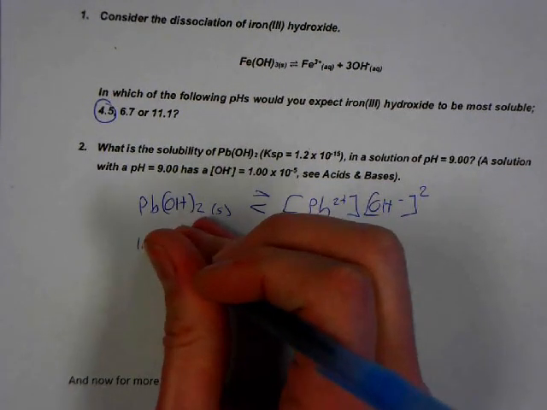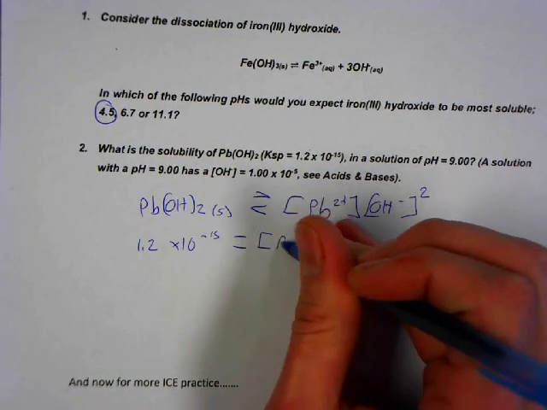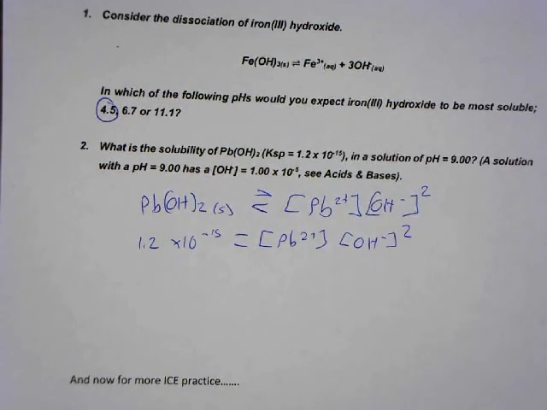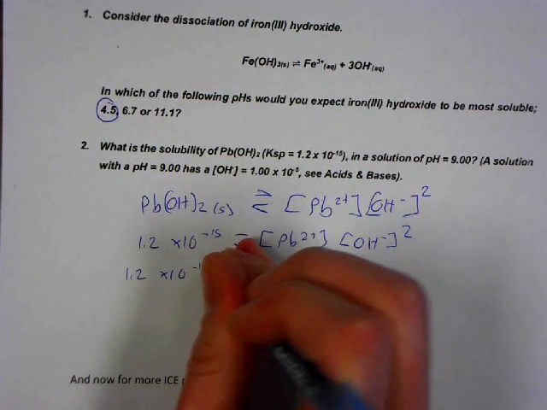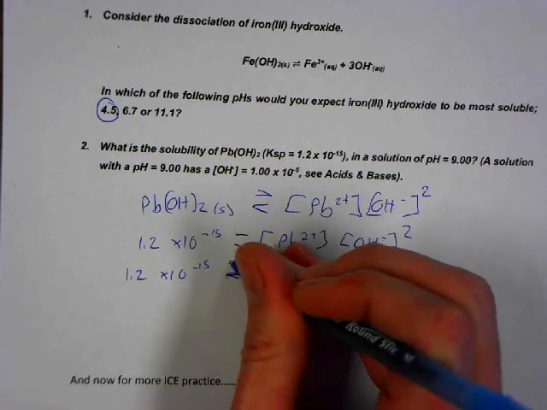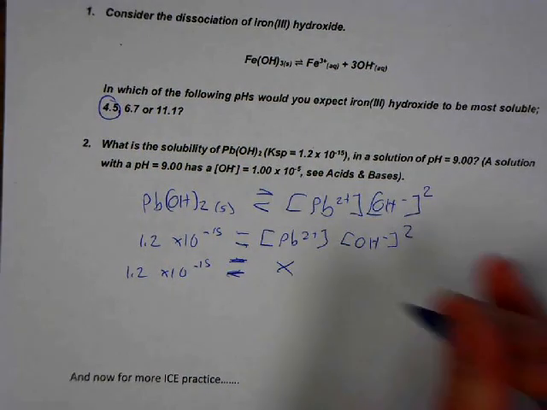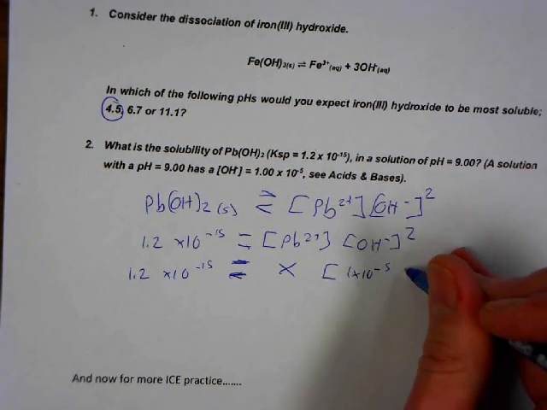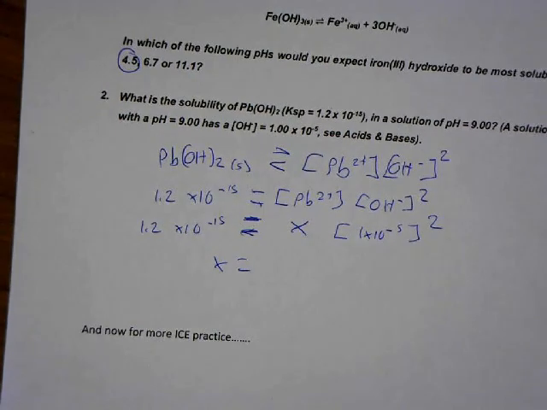So this means that 1.2 times 10 to the negative 15th is equal to the concentration of Pb2+ times the concentration of OH⁻ squared. And we know one of these things, 1.2 times 10 to the negative 15th, is an equilibrium. I'm going to say equals at this point, not really equilibrium anymore. Equals x, right? Times, they gave me the other one, right? 1 times 10 to the negative fifth squared. So solve for x, and you're good.